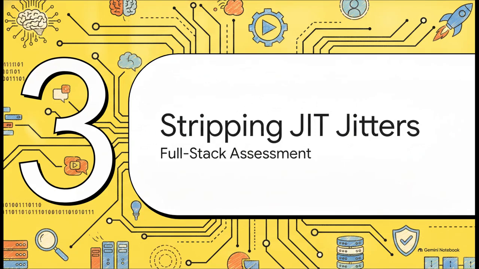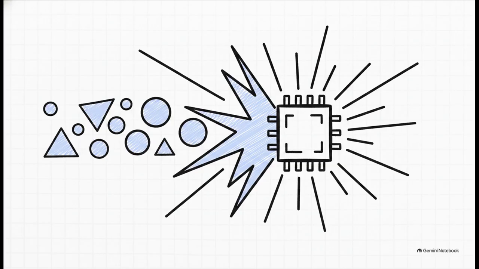Let's jump into part 3, stripping the JIT jitters, the full stack assessment. To ensure a global attractor, says Tom Hennigan, a senior principal software engineer at Google DeepMind, can seamlessly compile directly to the hardware, the system runs a strict full-stack developer assessment. If a developer misconfigures aggregation pooling, changing data types causes immediate confusion. In a TPU-scale environment, these are called compilation spikes.